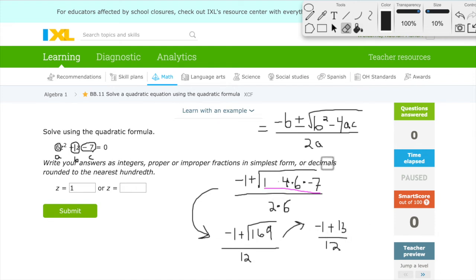Well, this is still going to, oh, let me flip back. This is still going to work out to be 169. The square root of 169 is still 13. This is still negative 1. This is still 12. The difference, this plus needs to be a minus now. So negative 1 minus 13 would be negative 14 over 12.